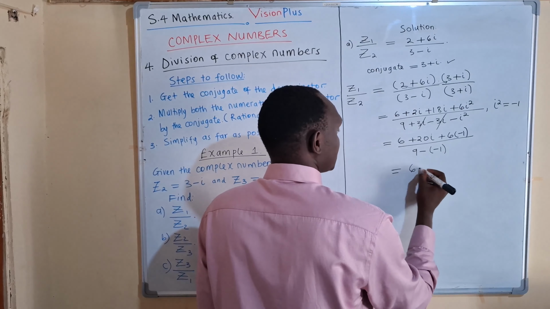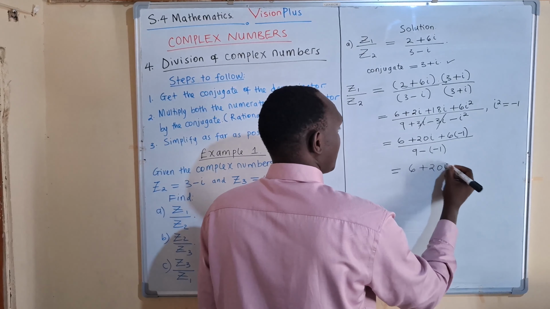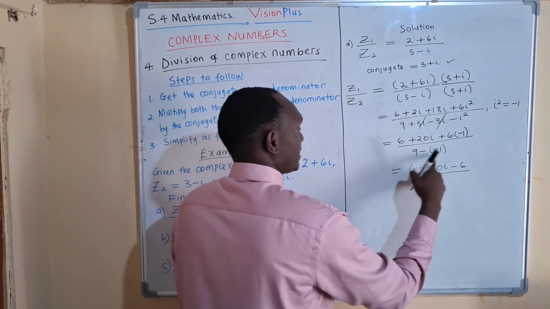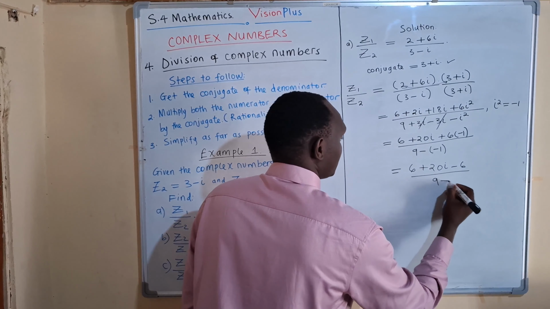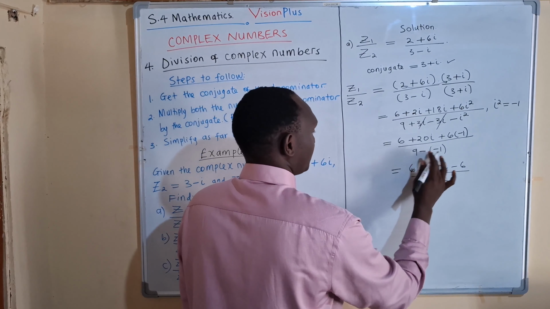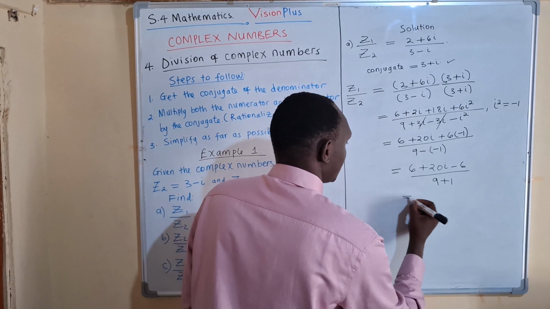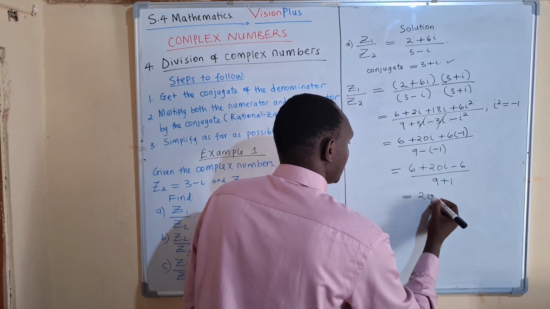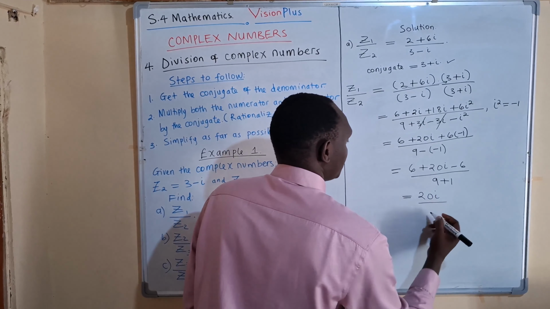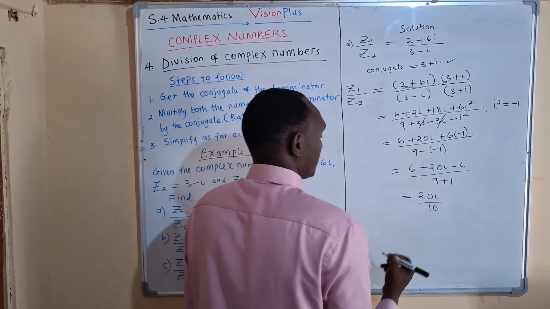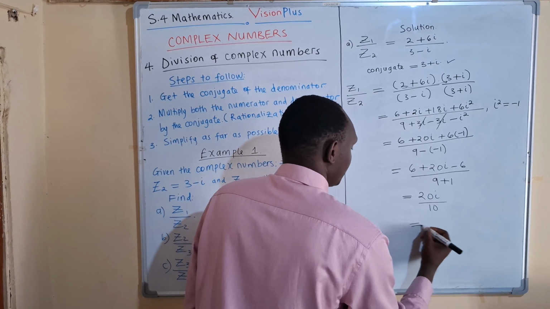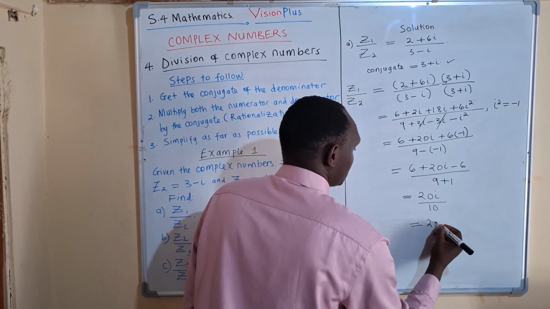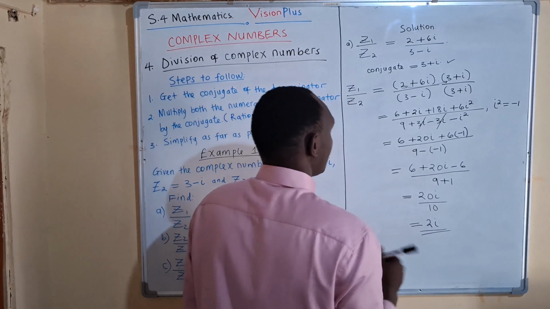So that we have here 6 plus 20i minus 6, out of 9 minus negative 1, which is the same as 9 plus 1. Negative times negative is positive. This gives us 6 minus 6, 0. So here it gives us 20i out of 10. But we can simplify. 20 divided by 10 is 2. So the result here gives us 2i. And this is the answer for part A.